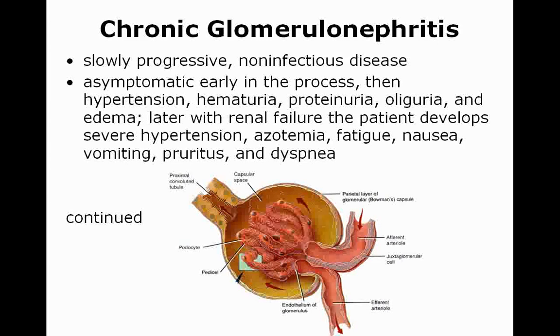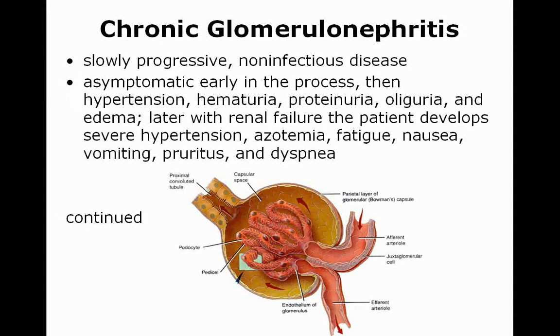In chronic glomerulonephritis, again, there's inflammation of the glomeruli, and there's an enlarged picture of the glomerulus on your screen right now. Again, there are millions of glomeruli in each kidney, and in chronic glomerulonephritis, many of those glomeruli have become inflamed. It's progressive, so many more will become inflamed, because the condition that causes the chronic glomerulonephritis is usually a chronic condition also, like lupus. It's asymptomatic early in the process, and then hypertension.